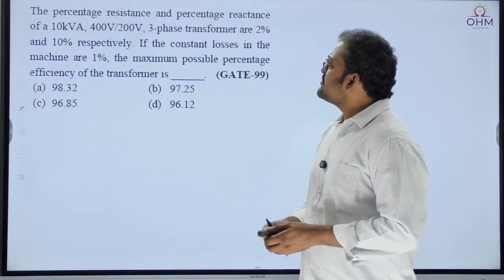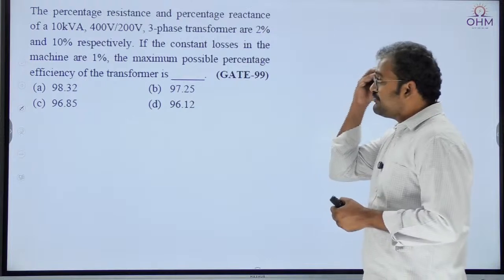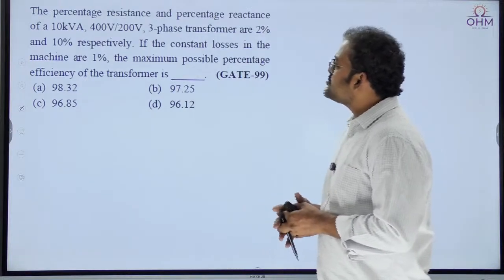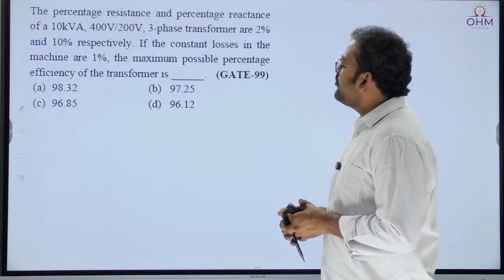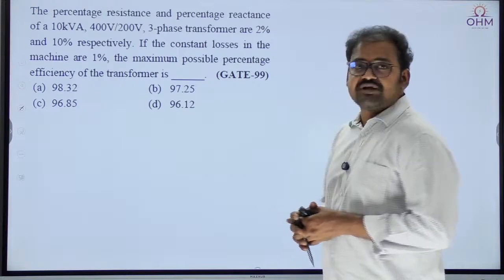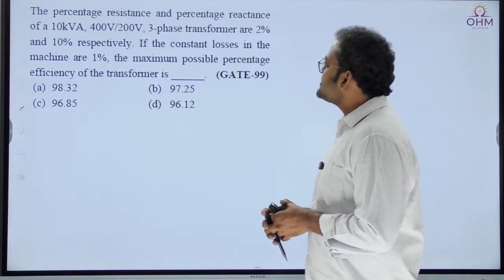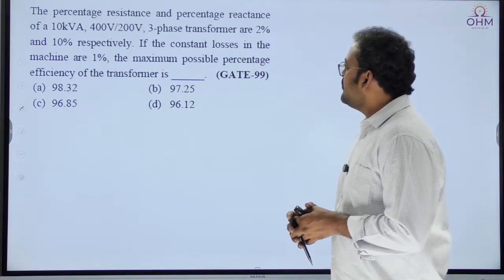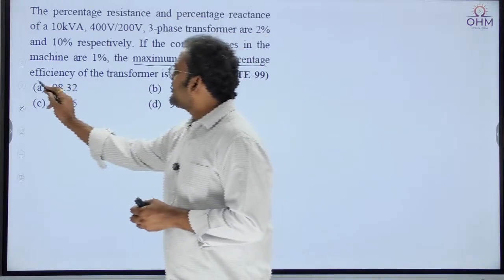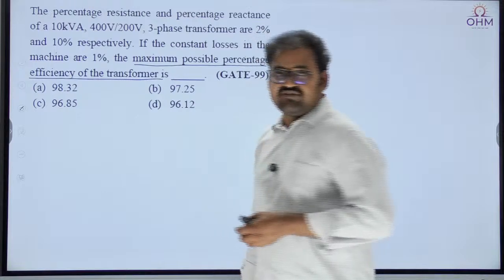Now we will try to answer one question related to these efficiency calculations. Just read the problem. The percentage resistance and percentage reactance of a 10 kVA 400 volt by 200 volt 3-phase transformer are 2% and 10% respectively. If the constant losses in the machine are 1%, what is the maximum possible percentage efficiency of the transformer? So we are asked to calculate maximum possible efficiency.